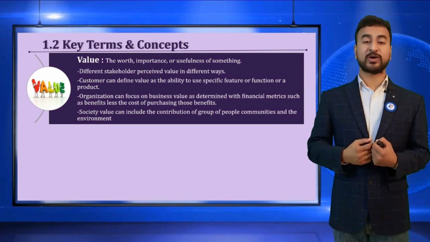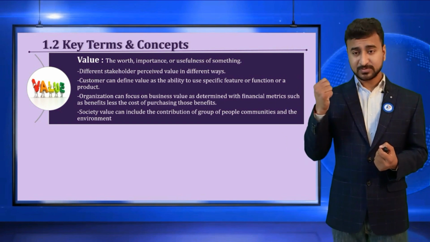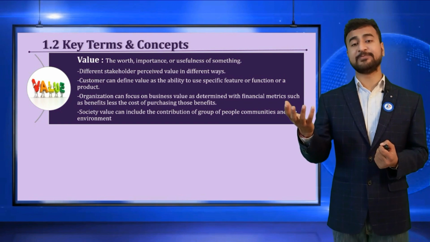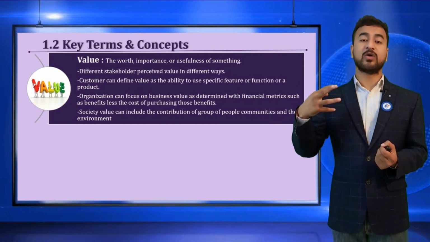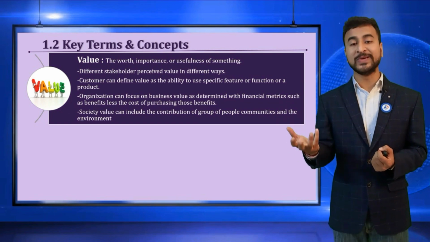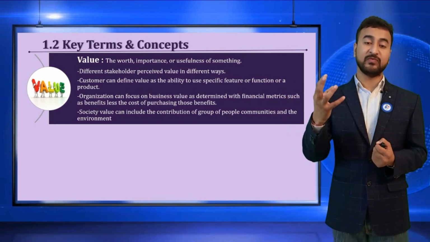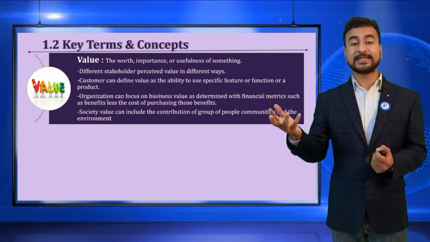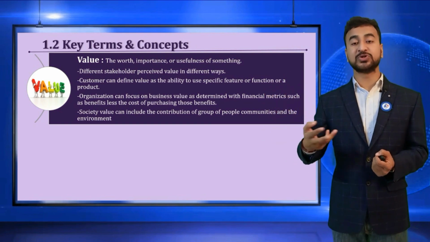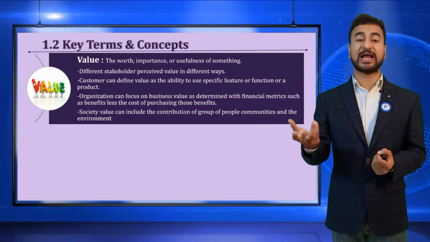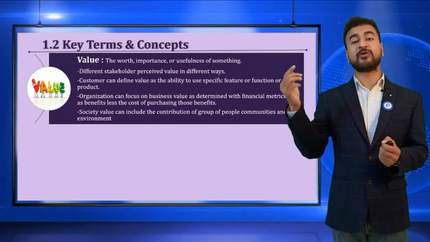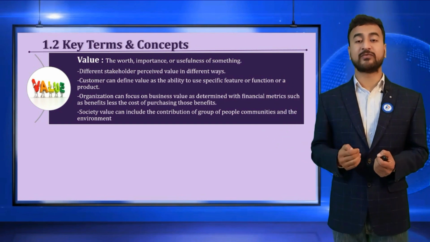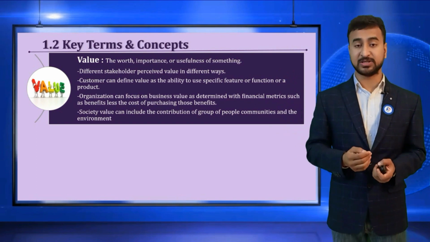But for a non-government organization or for a government, value differs: how they better serve the citizens of the country, or how they serve the purpose of humanity. That would be the value for them. So societal value can include a contribution of groups or communities to the environment. So value is a term that varies from person to person and from organization to organization.